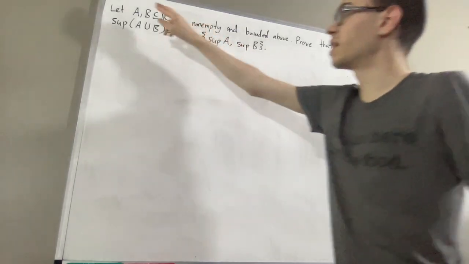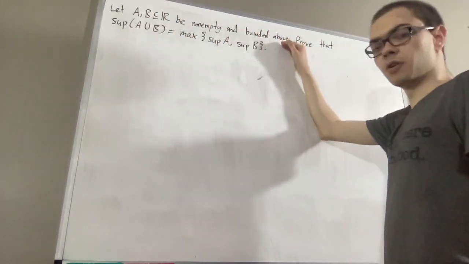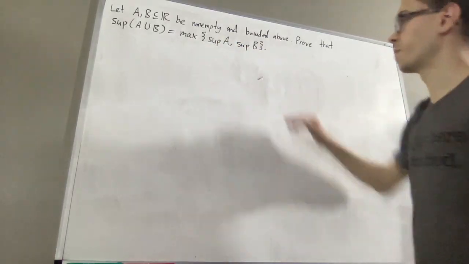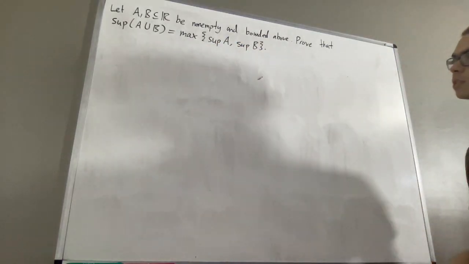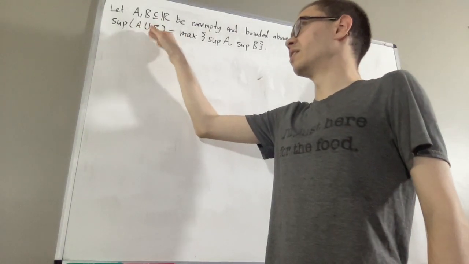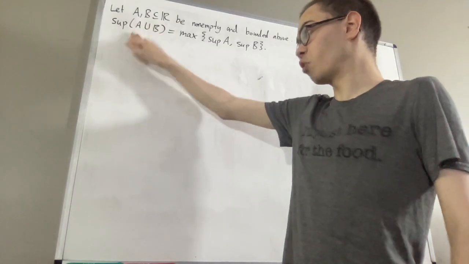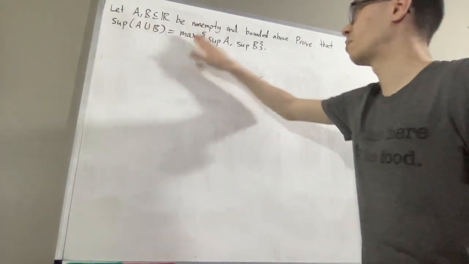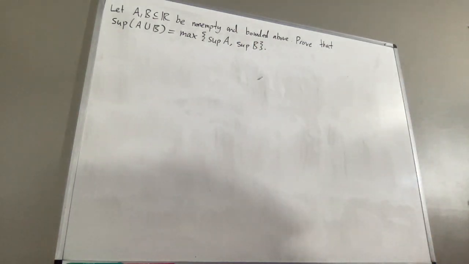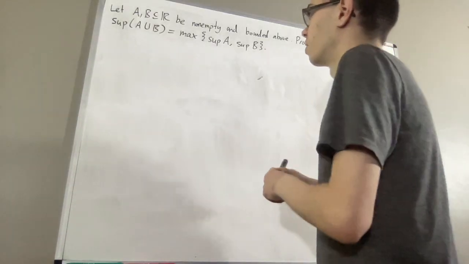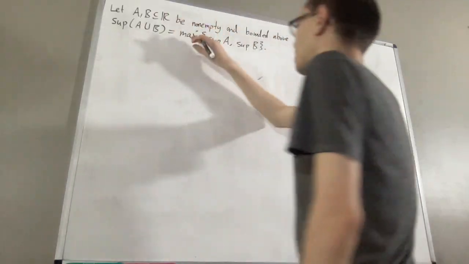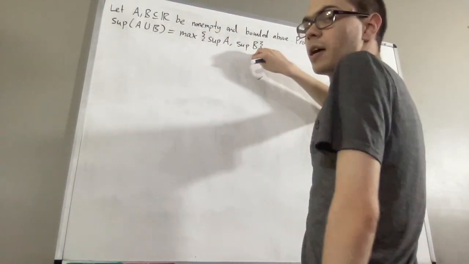Now, since A and B are non-empty and bounded above, by the completeness property of the real numbers, the existence of the supremum of A and the supremum of B makes sense. So now we want to show that the supremum of the union of A and B is the maximum of the supremum of A and supremum of B. And we'll show that according to the definition of the supremum. So, to prove this, let's, for convenience, call this value capital M.